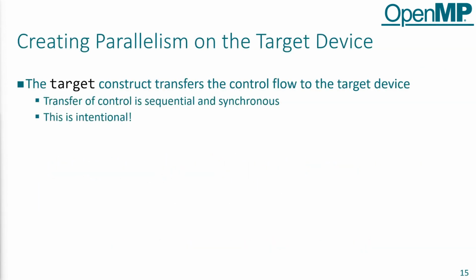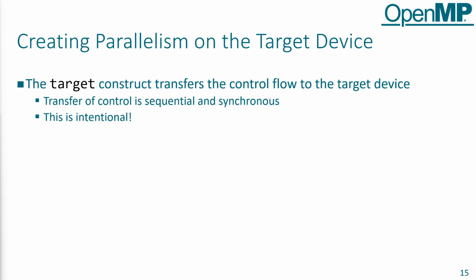All right, let's talk about multi-level parallelism. So I already said this, transfer of control is sequential and synchronous. So when you do a target offload, there's exactly one thread, in this case a GPU thread, running and executing the offload region. The other thing that we designed into the language is that this is synchronous. That means the host thread that encountered the target offload region is blocking until the GPU is done with the computation. And this is actually intentional.